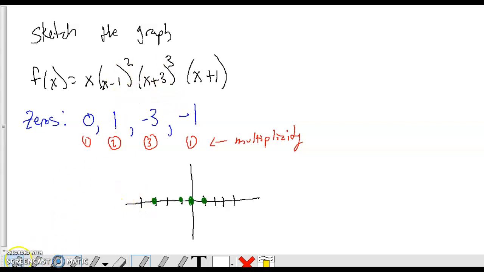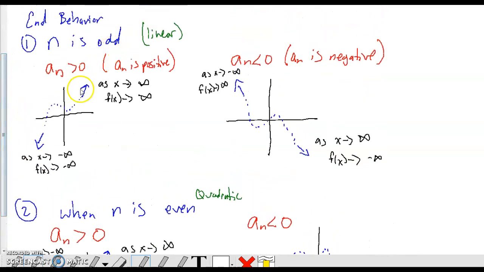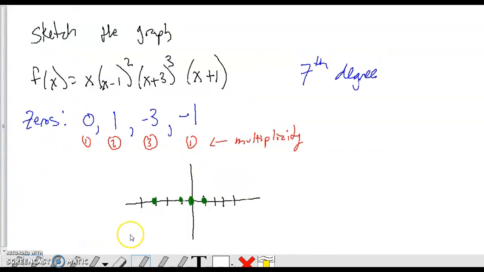Let's count up my degree. So this would be 2, 5, 6, 7. So this is a 7th degree. I have a leading coefficient that's positive. So again, if I come back over here, it's odd, so it's going to look like one of these two graphs. Leading coefficient is positive, so it's going to look kind of like this graph. So I know that I'm going to kind of start down here and probably end up here.